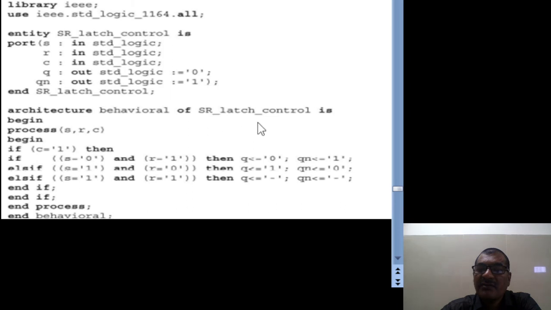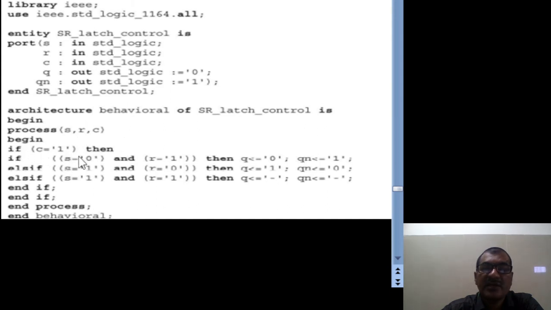Architecture name of entity name is begin. Then process, and the sensitivity list in the process is the inputs S, R, or C, then begin. When a process statement is used, what is the model? Behavioral model. So begin. First of all, you need to check the clock signal.